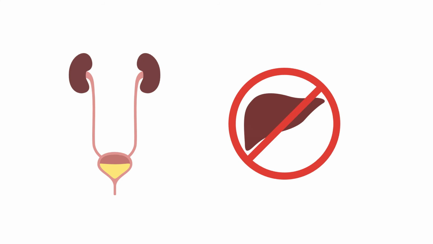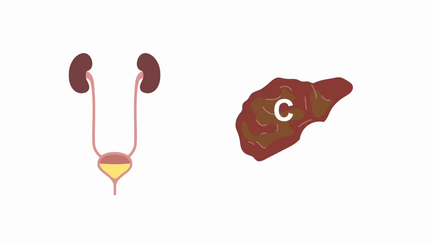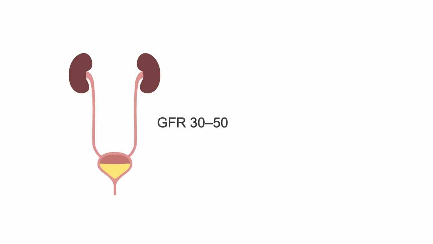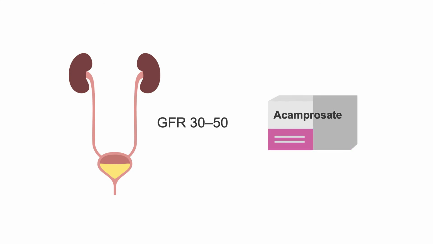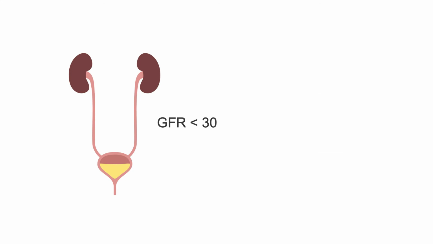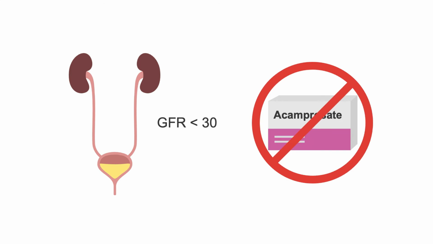An advantage of Acamprosate is that it is renally rather than hepatically cleared, so it can be used regardless of the extent of a patient's liver disease. Patients with a glomerular filtration rate, or GFR, between 30 and 50 need half the dose, and patients with a GFR less than 30 should get a different medication entirely.